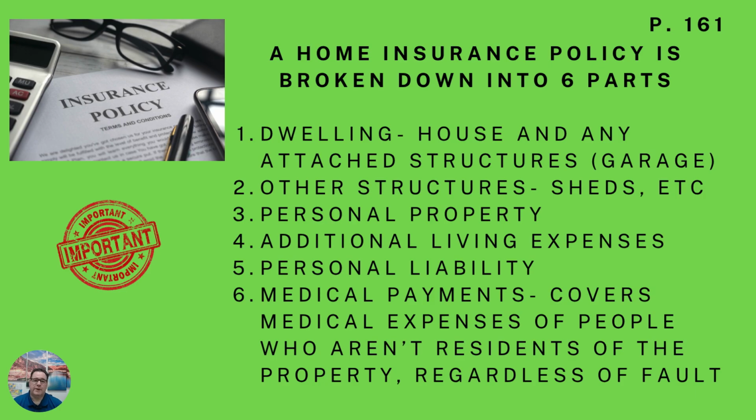For this video, we will be discussing insurance. A home insurance policy is broken down into 6 different parts. First is the dwelling, which is the house and any attached structures like a garage. Then you've got other structures coverage like sheds, even pools would be considered other structures. Personal property, additional living expenses if there's a loss and they have to vacate the property. Personal liability coverage, and then finally medical payments.